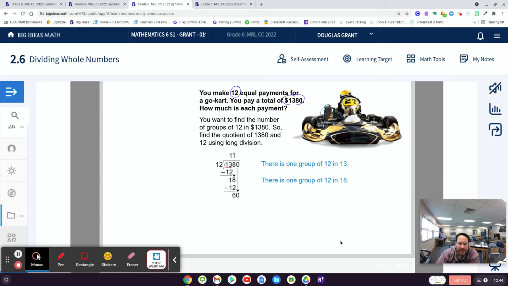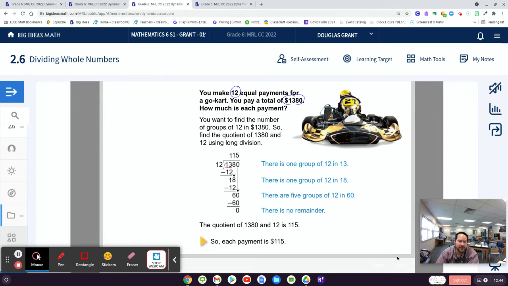How many times does 12 go into 60? 5 times. That goes to the top. And then 5 times 12 is 60. We subtract. We got nothing left over. There's nothing left to drop. Therefore, our answer is 115. So if we're going to make 12 equal payments, each payment will be $115.